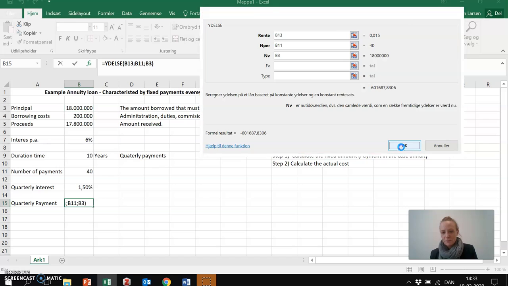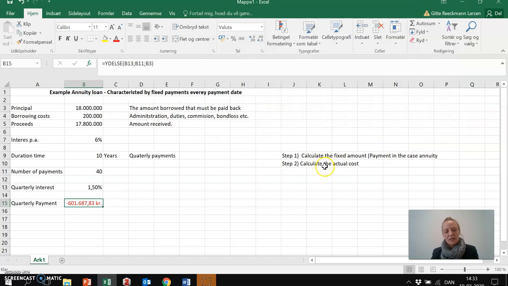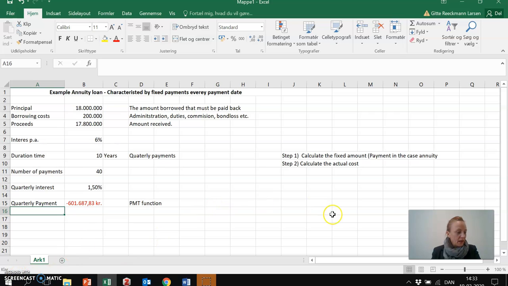So press enter. Excel will come up with a negative number for you. This makes sense. Think of it as logic that you have to pay this. This is a cash outlay for the company. All right. So let me just write that you use the PMT function for this. So that's the quarterly payment. So the actual interest for this, we shall calculate the actual interest.